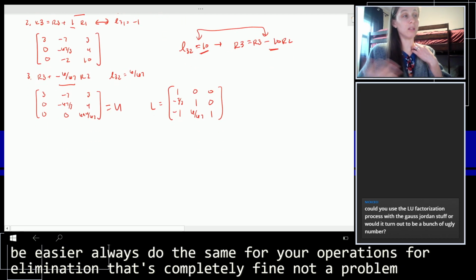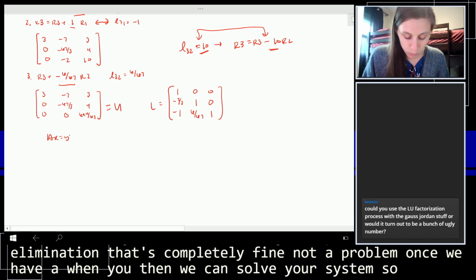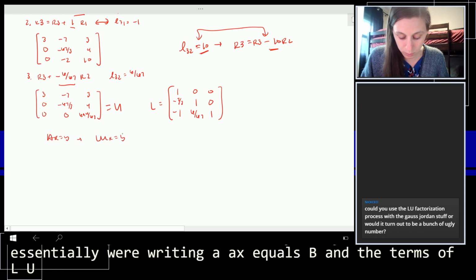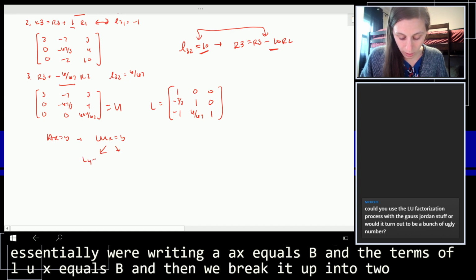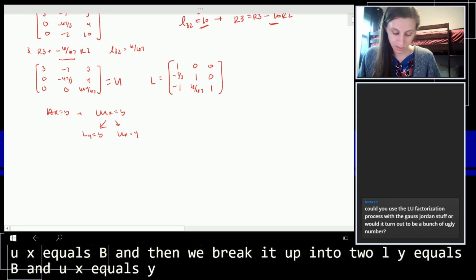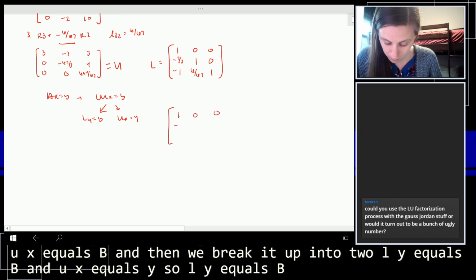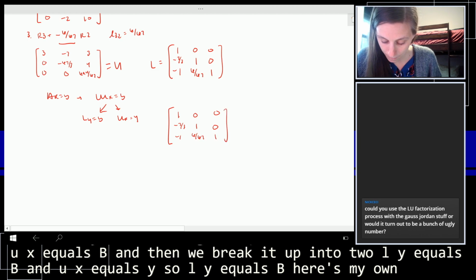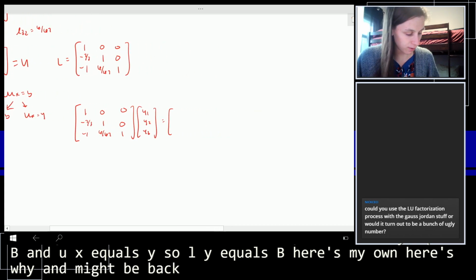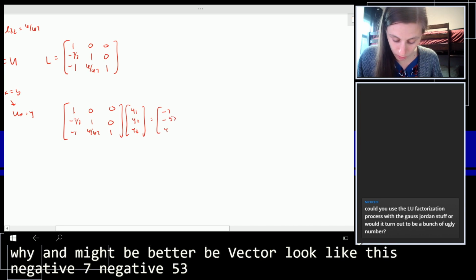Once we have L and U, then we can solve our system. Essentially we're writing AX equals B in terms of LUX equals B, and then we break it up into 2: LY equals B and UX equals Y. So LY equals B. Here's my L. Here's Y. And my B vector looked like this: negative 7, negative 53, and 49.